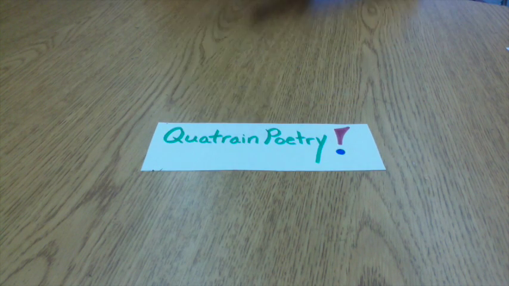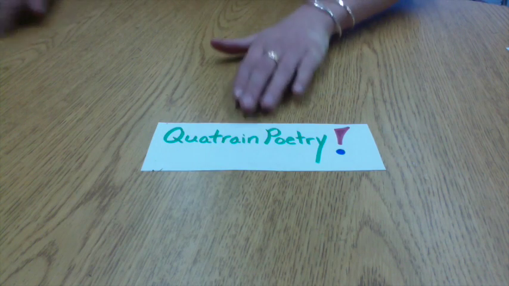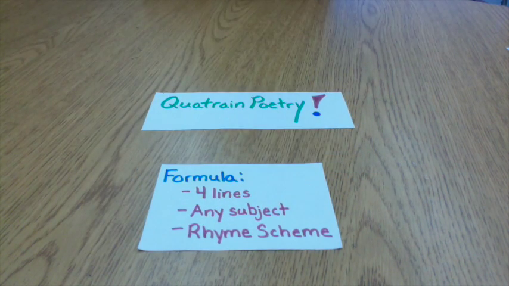Hey folks, today we're going to be looking at quatrain poetry. Now we've been looking at a bunch of different types of poems. We looked at an iamb poem, we looked at an acrostic poem. A quatrain poem is a poem with 4 lines. It can be about any subject and it has a rhyme scheme.